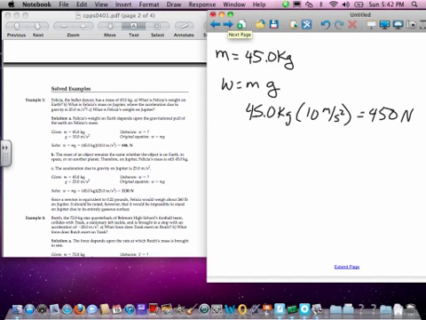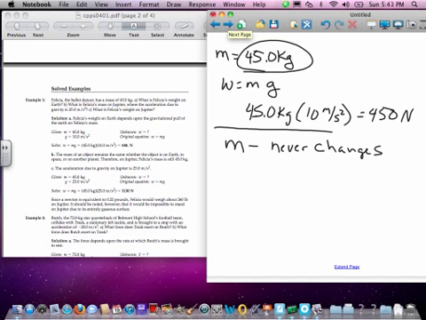So 450 newtons. Then the second question says, what is her mass on Jupiter, where the acceleration is 25 meters per second squared? Well, mass never changes. So on Jupiter, she has 45 kilograms on Earth. She's still going to have 45 kilograms on Jupiter. That's going to be her mass, because mass is not related to the pull of gravity or to a force.